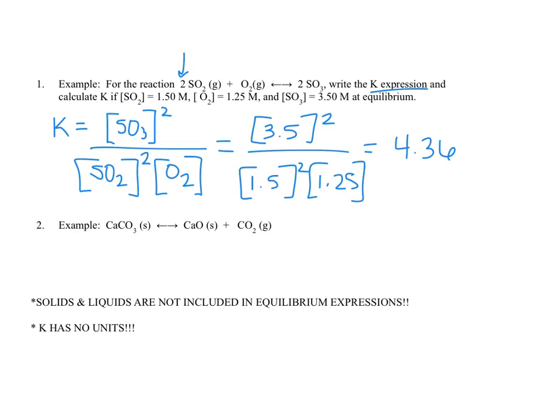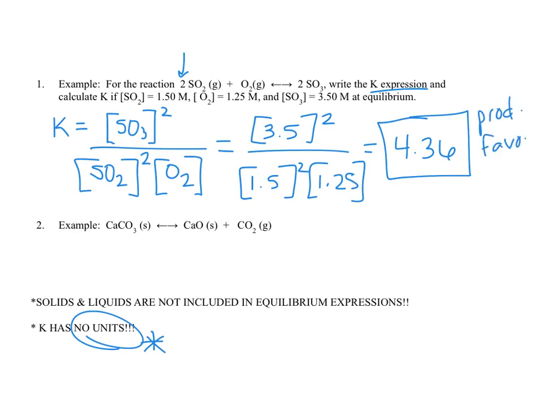Some important things for you guys to know about K. K has no units. It's basically a ratio of products to reactants, so that's all I need here. This is basically telling me that since K is products over reactants, that means the products are favored at equilibrium, or you have more products than you do reactants when K is greater than 1. Okay, but no units there for K.